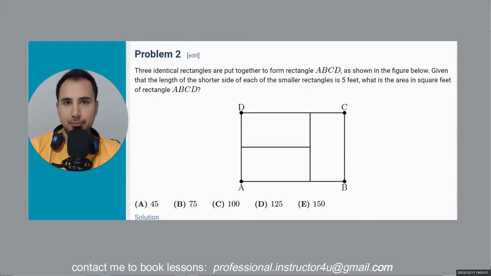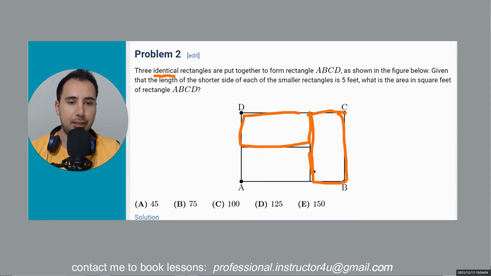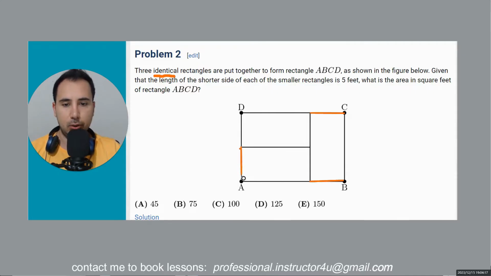Okay, problem 2. 3 identical rectangles are put together to form rectangle ABCD. Identical means these 3 smaller ones, all of them are the same and equal in every way. So what does that mean? That means, let's highlight all the ones that are equal, right? These are all the same because they are all identical. Good. This is what we know.